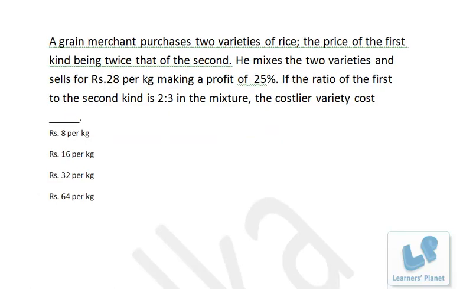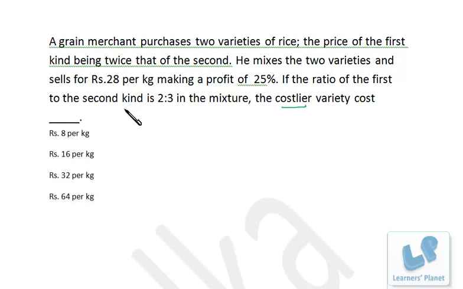Now let's see this problem. A grain merchant purchases 2 varieties of rice, the price of the first kind being twice that of the second. He mixes the 2 varieties and sells for rupees 28 per kilogram, making a profit of 25%. If the ratio of the first to the second kind is 2:3 in the mixture, the costlier variety costs. That means these are the options, and in the options the prices of the costlier variety are given. Now friends, you don't need even paper and pen to solve this problem. Listen to me very carefully. By using common sense only you can answer this question.